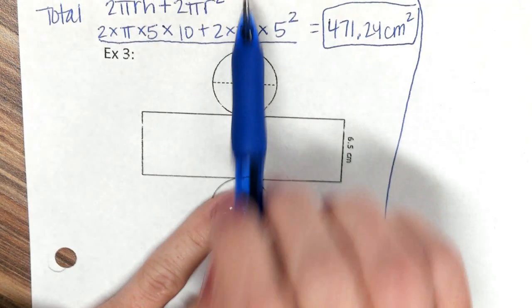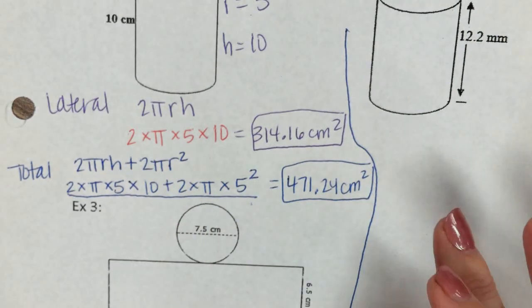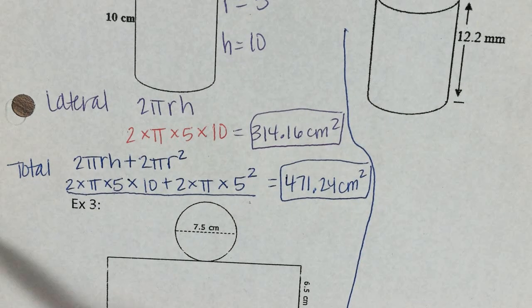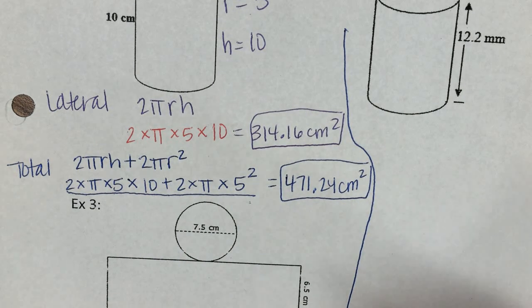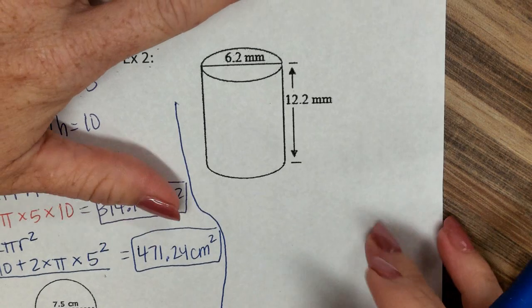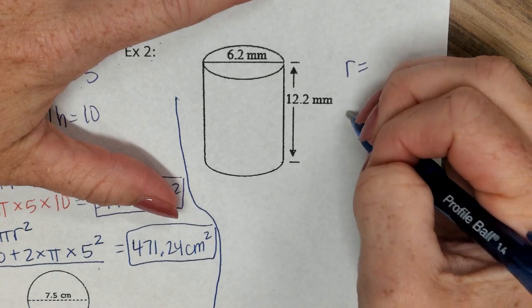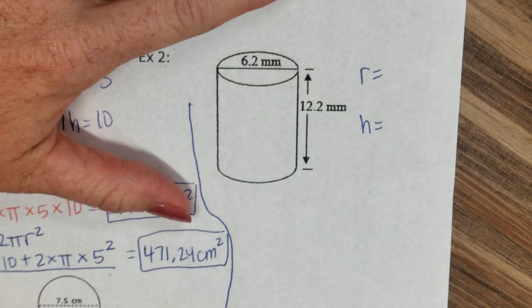So we just found lateral and total. You won't have to do both. You'll be doing one or the other. Are y'all good with the difference in the formulas? All right, let's do number 2. Let's only do total. So I need an R and a what? I need an R and an H.